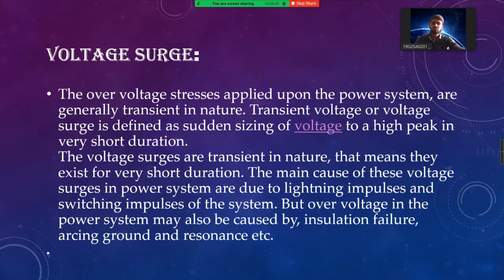The main causes of these voltage surges in the power system are lightning impulses and switching impulses. But over voltage in the power system may also be caused by insulation failure, arcing ground, resonance, etc. These voltage surges exist for a very short period of time.